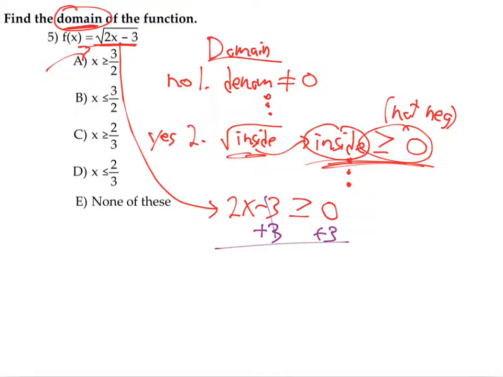Take the 3 over, add the 3 to both sides. And then 2x greater than or equal to 3. And then what do we do last step? Divide by 2. x greater than or equal to 3 halves. A. So that's really pretty easy if you're organized.